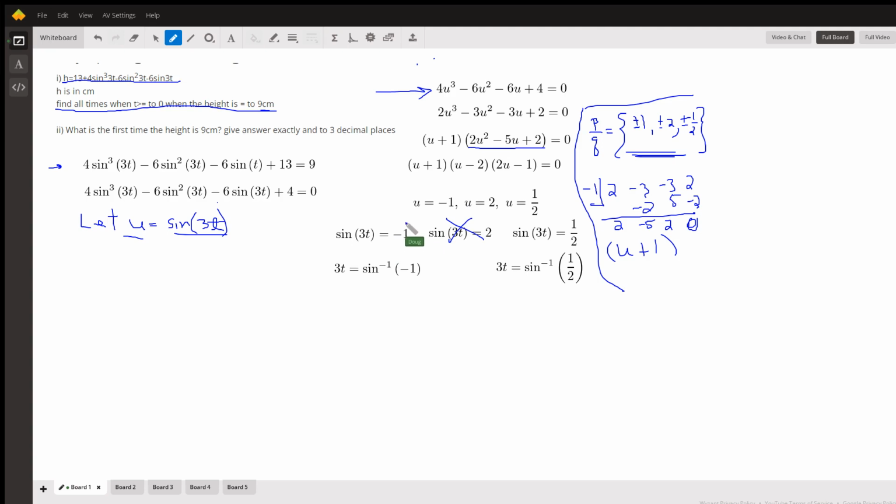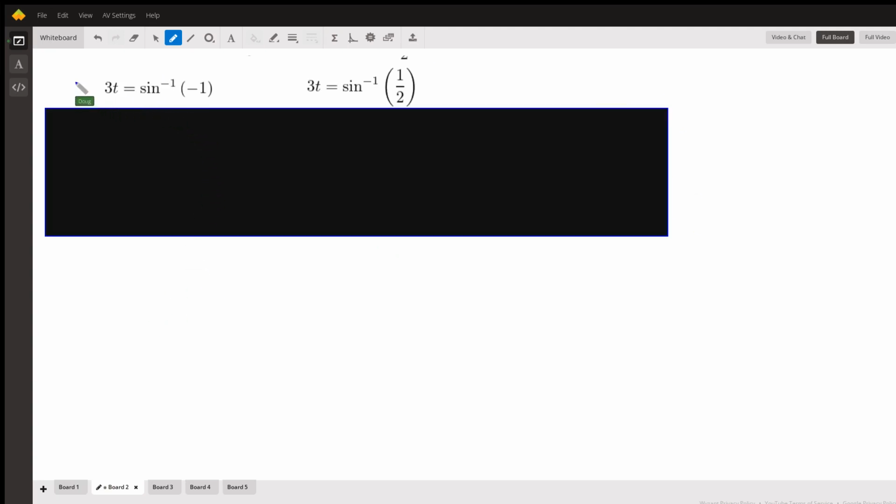And now we can replace u with sine of 3t and solve each of those equations. Well, the sine of 3t can never equal 2, so we won't bother looking at that one. But 3t will equal the inverse sine of -1, and 3t will equal the angles that have a sine of 1/2, of which there are infinitely many. If we go to board 2, there's the equations that we want to solve for t. Infinitely many for both cases.